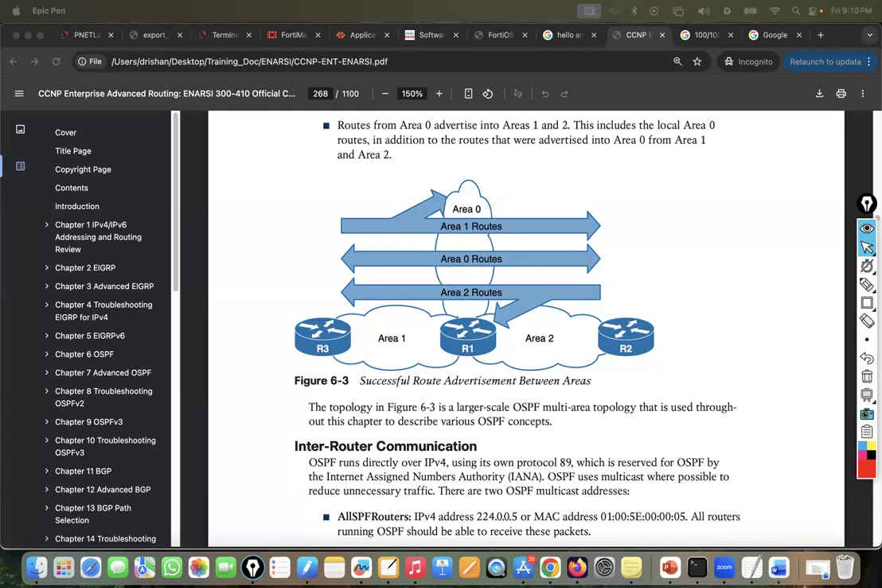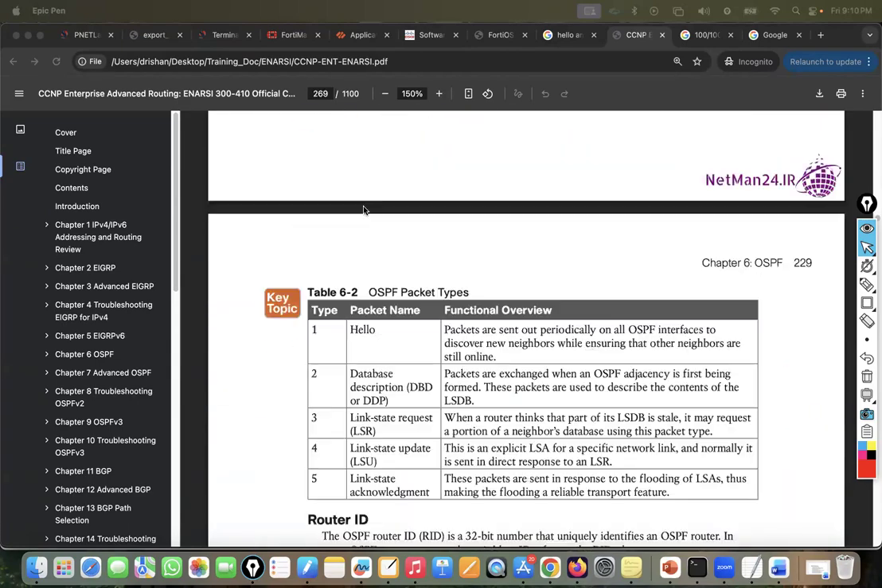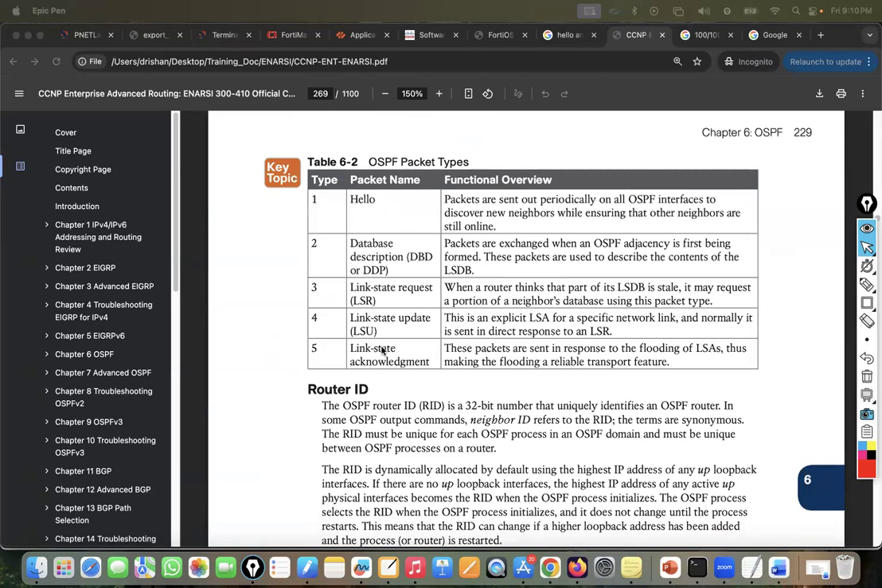The LSU packet you said, right, sir? The first packet will be LSA, right, sir? So the second packet will be LSU, and the third packet will be LSA, right, sir? So totally 3 packets. No, not 3 packets. In total, we have 5 packets: Hello, DBD, LSR, LSU, and the LSA.